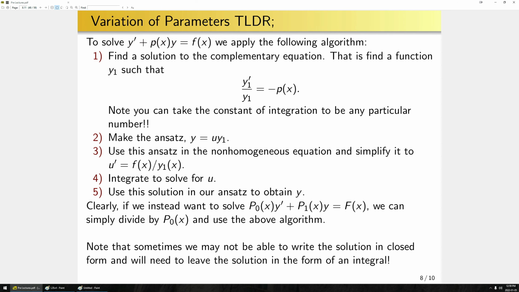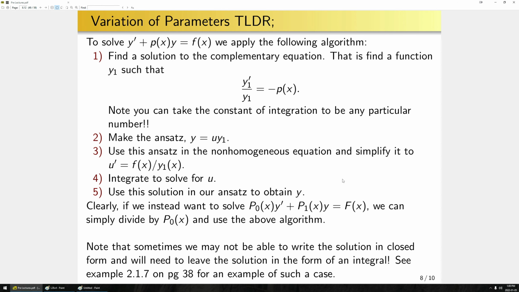So to be explicit, note that sometimes we might not be able to actually write the solution in closed form, and we'll need to leave the solution in the form of an integral. Generally speaking, if I give you an arbitrary, completely random ODE of this form where p and f are continuous, you won't be able to integrate it. For one example of that, see example 2.1.7 on page 38 of the text as a good example of where you can't integrate it analytically.